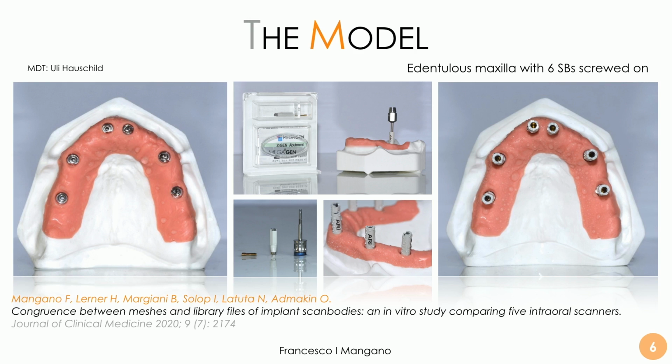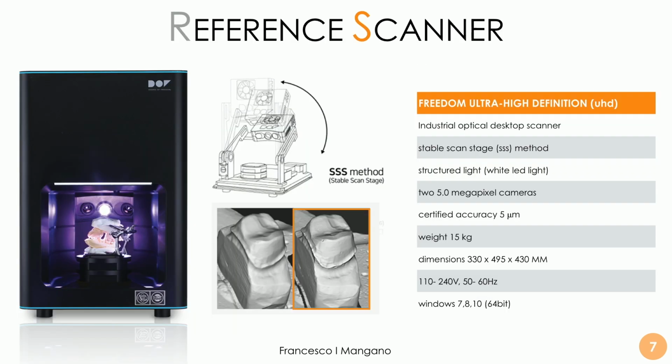So the model was this one, prepared by my friend, the dental technician Uli Oshil. There's an edentulous maxilla with 6 scan bodies screwed on. These scan bodies are 13mm scan bodies from the Megagen company used with the NRG implant. This is the title of the study: Congruence between meshes and library file of implant scan bodies, an in vitro study comparing 5 intraoral scanners, published in 2020 in the Journal of Clinical Medicine.